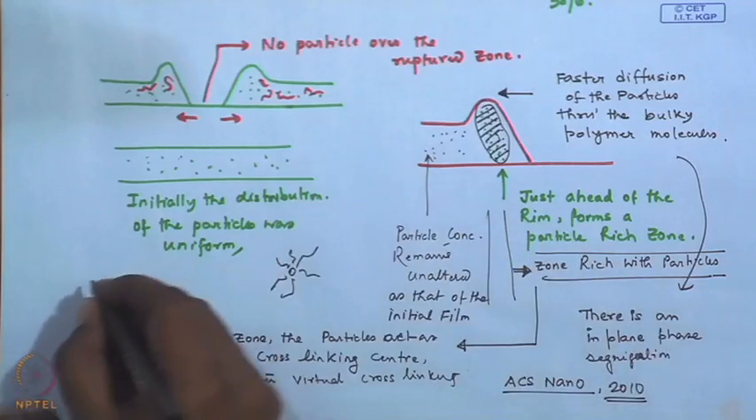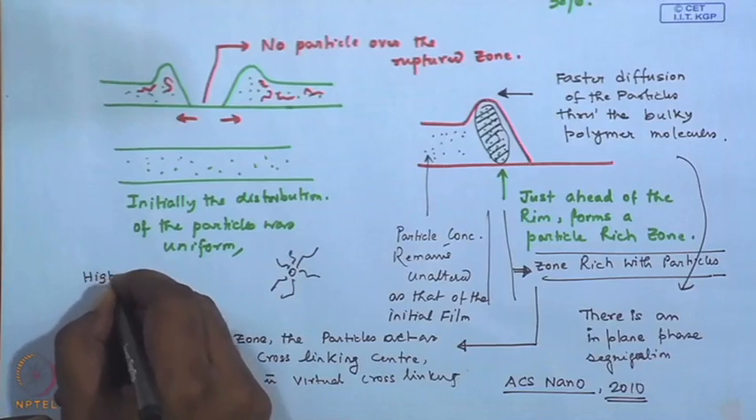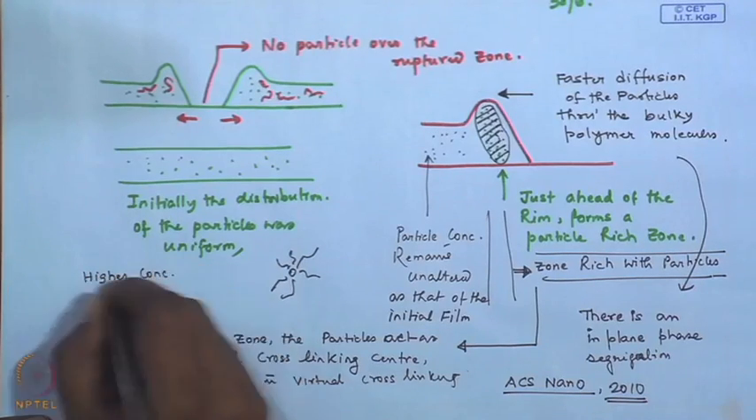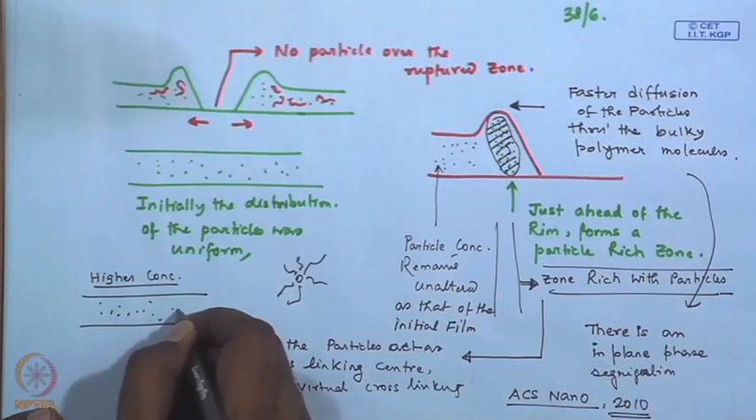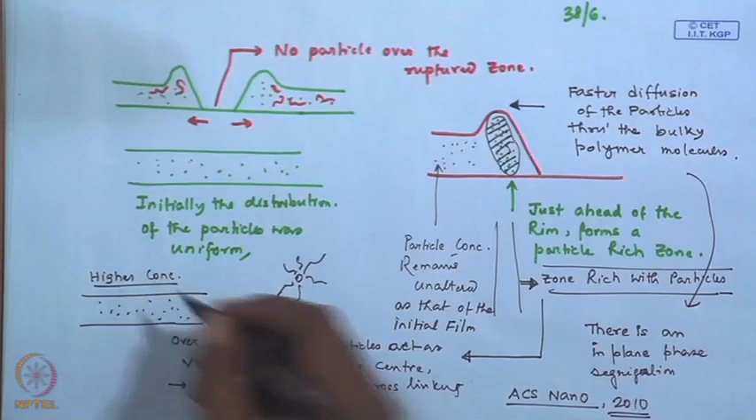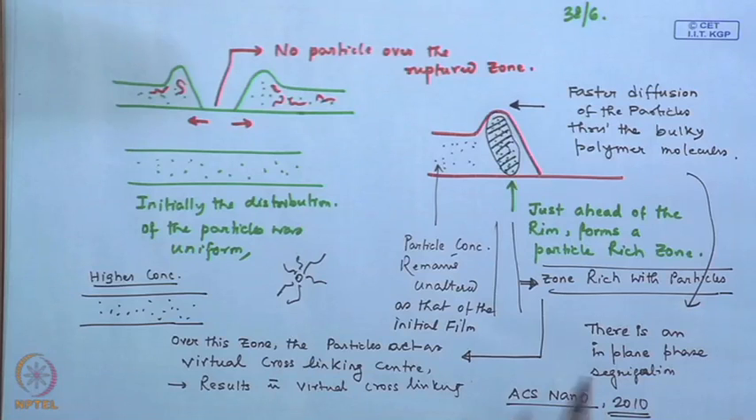For higher concentration, what happens is, anyway the particle concentration within the film is high. So, right from the beginning these particles start acting as virtual cross-linking centers. So, effectively imparting some sort of a viscoelasticity or higher level of elasticity to the film, and thereby they stabilize the instability.